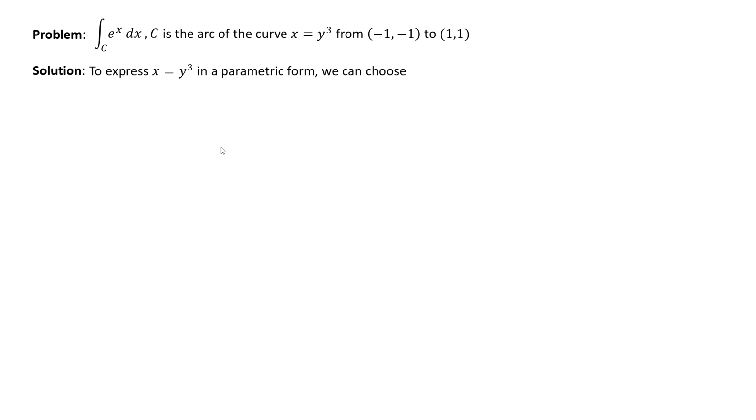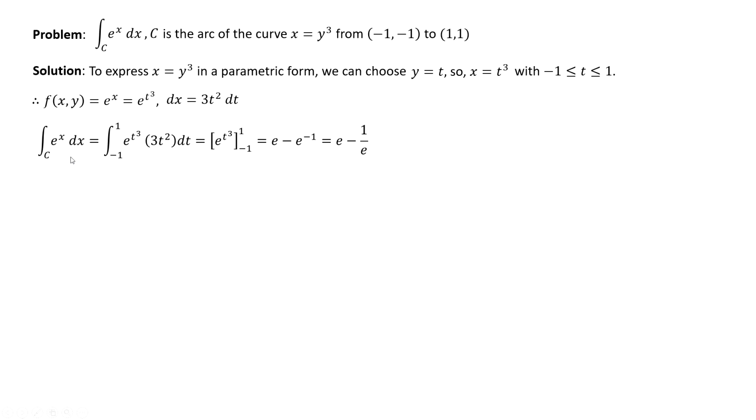Okay. So to express x, we can choose y so that x equals t cubed with -1 less than or equal to t. And the rest of it is fairly straightforward. F of x, y is e to the x, but for x, let's plug in t cubed. And dx, notice, this is somewhat straightforward, because we don't have a ds, all we need to do is say dx. Well, given x to be t cubed, dx is 3t squared dt. So, is this problem as simple as the integral from -1 to 1 of e to the t cubed? Yep, it is. Right?